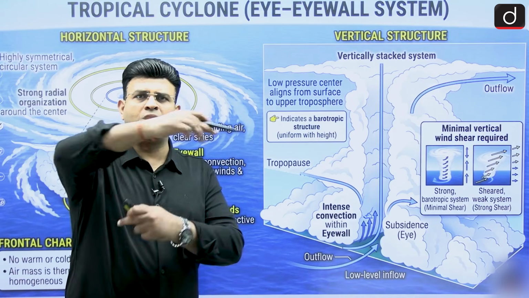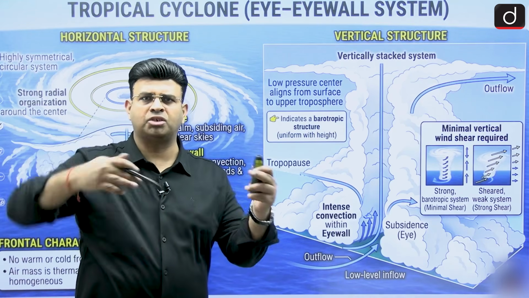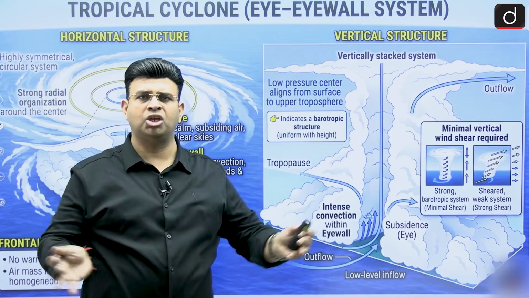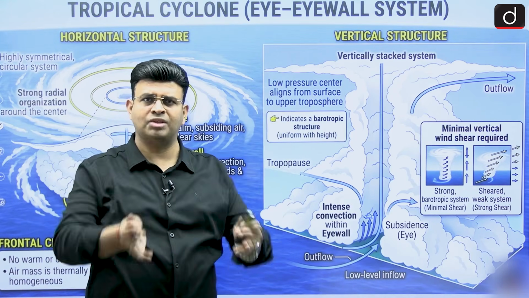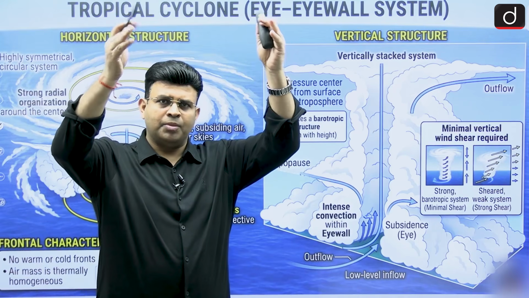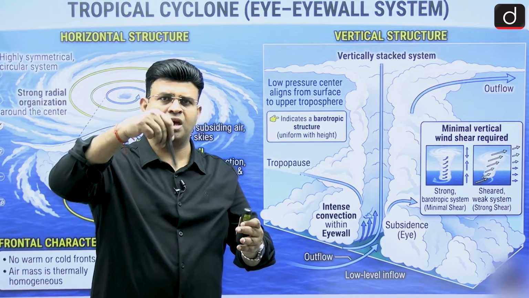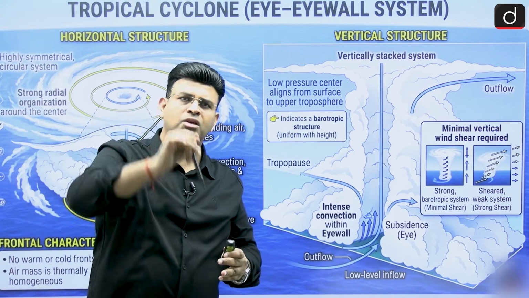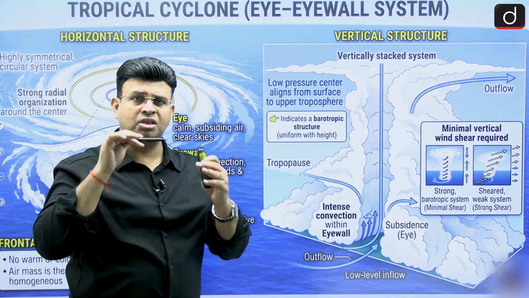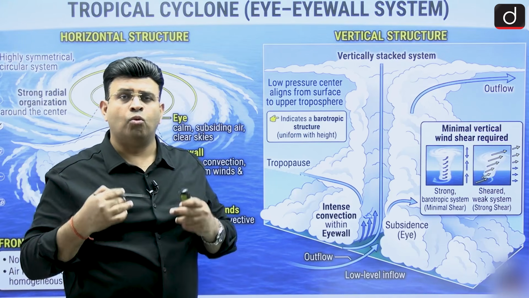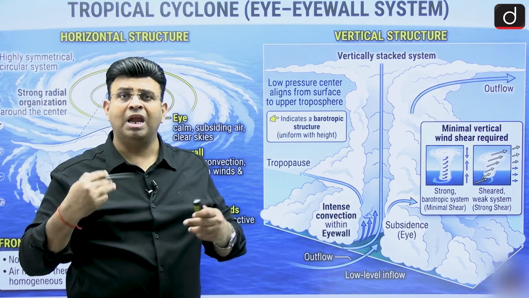Surrounding the eye is the eye wall, where the wind is moving very fast, along with cumulonimbus and cumulus clouds. Only these two clouds, cumulus and cumulonimbus, go upward. And this whole structure in the center is the eye, where there is nothing but some air descending in the eye.